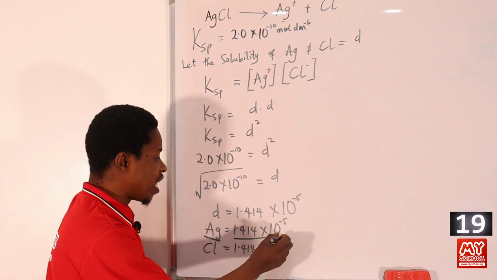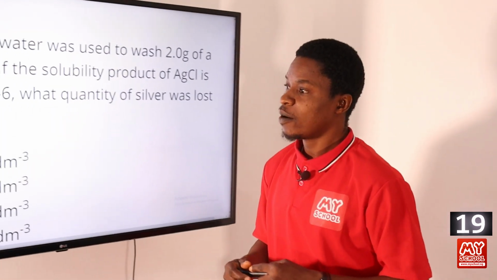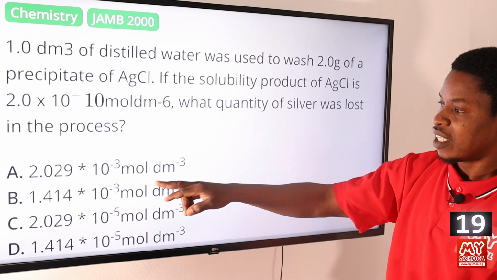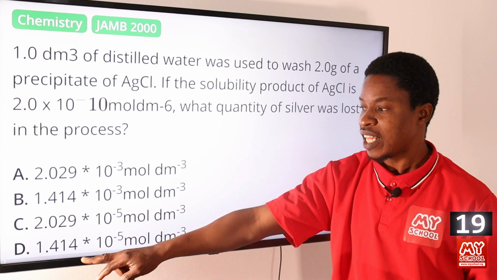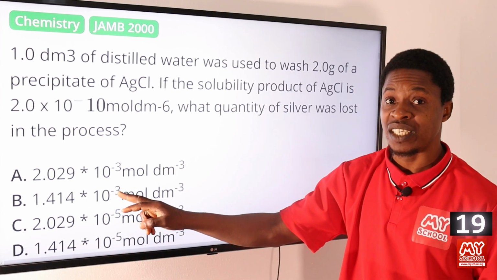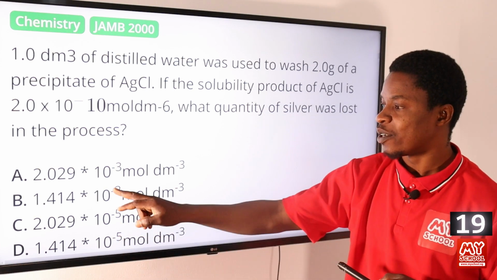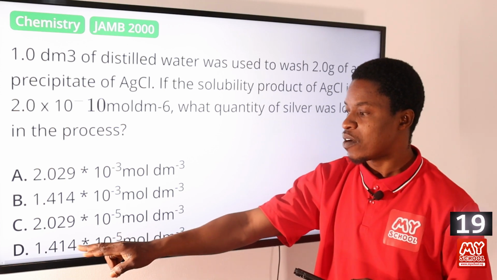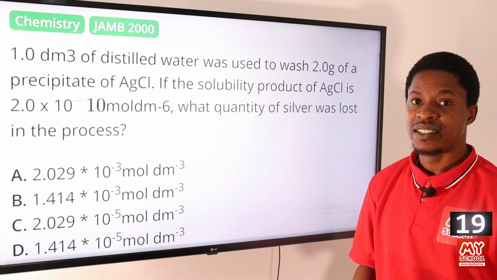So with this, let's go to the screen now and see what option. Option A is 2.029 times 10 to the power minus 3, 1.414 times 10. You have to be careful with this. This is the same thing as this, but you can see this is 10 to the power minus 3, while this is 10 to the power minus 5. From our answer, which is 10 to the power minus 5, not this. So the correct answer is option D, 1.414 times 10 to the power of minus 5 mole per dm cube. Option D is the correct answer.